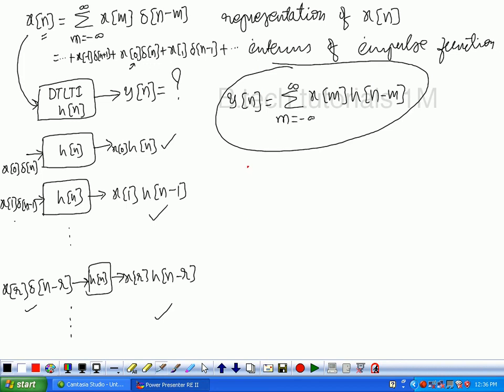So this equation is very important. This is the relationship between the output and input of an LTI system in terms of the impulse response. So if the impulse response of the system is given, we can find the response of the system for any arbitrary input. Here, this equation is called the convolution sum.